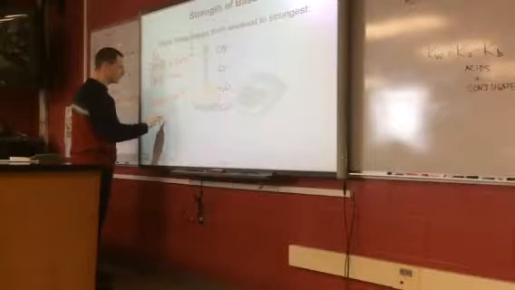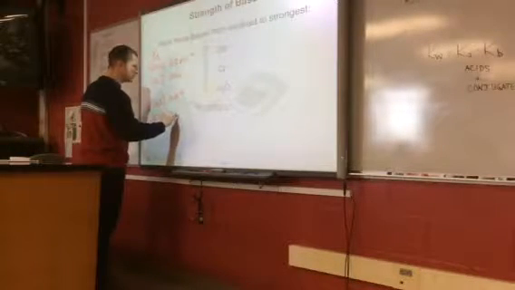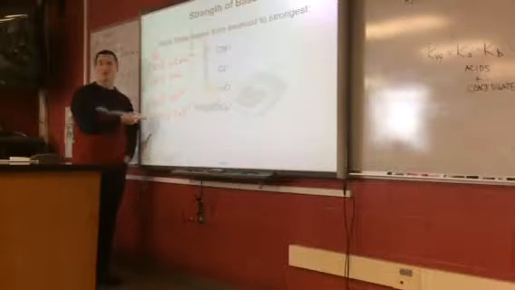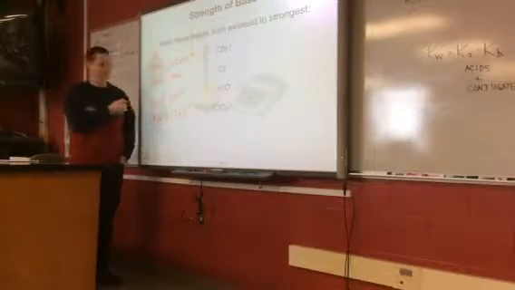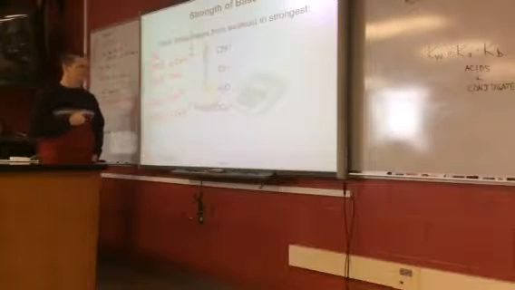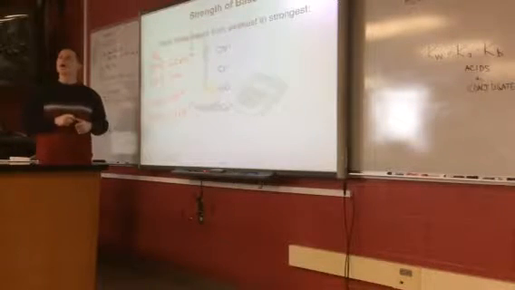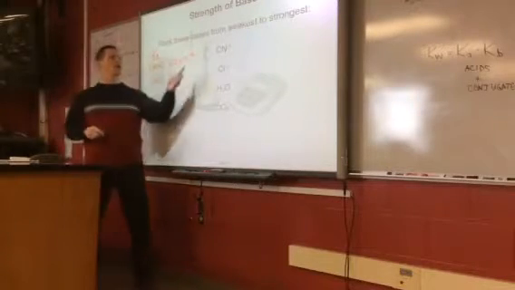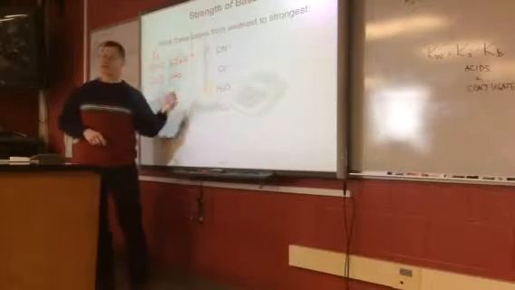HClO2 is 1.2 times 10 to the negative second. So HClO2 is a pretty strong acid. It almost makes the strong acid classification, but not quite. All right. Now, given these numbers, I want you to rank these in order from weakest to strongest.